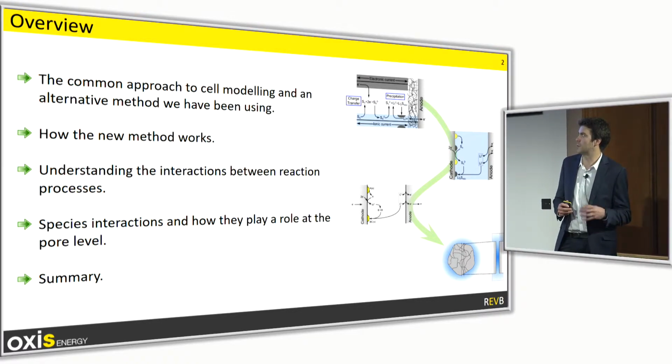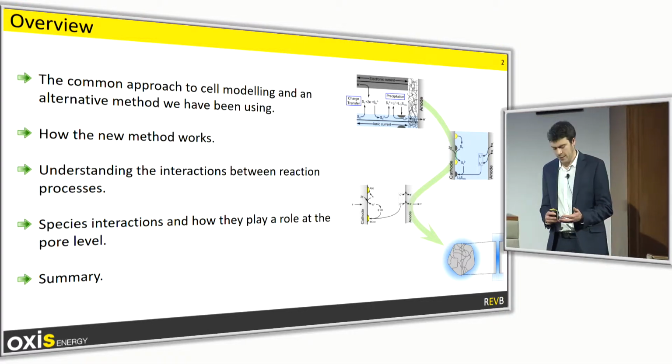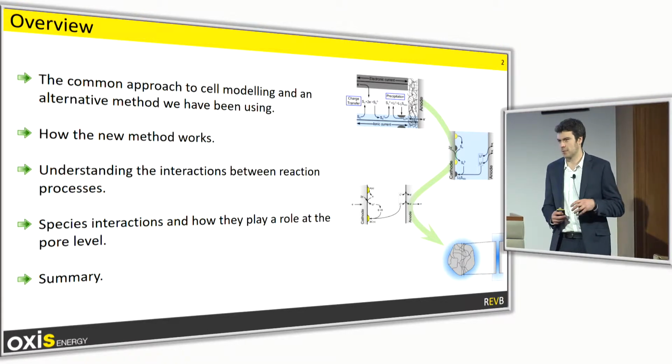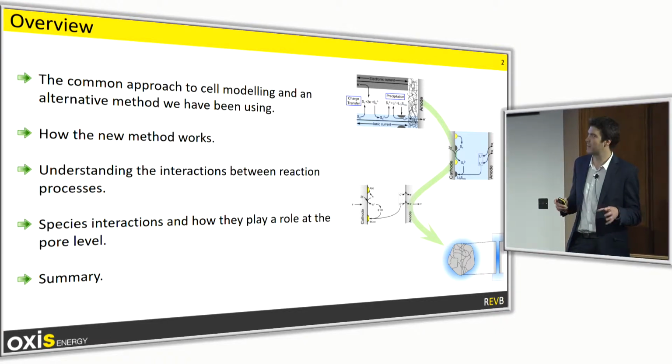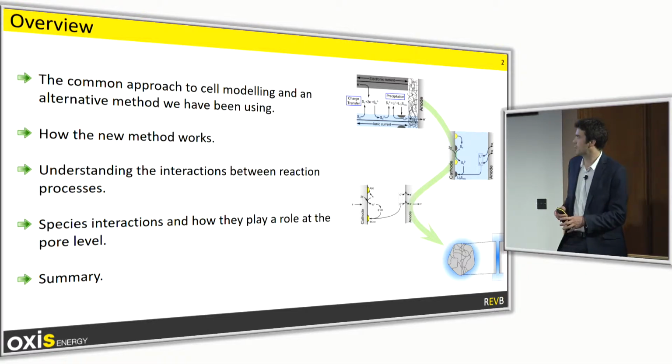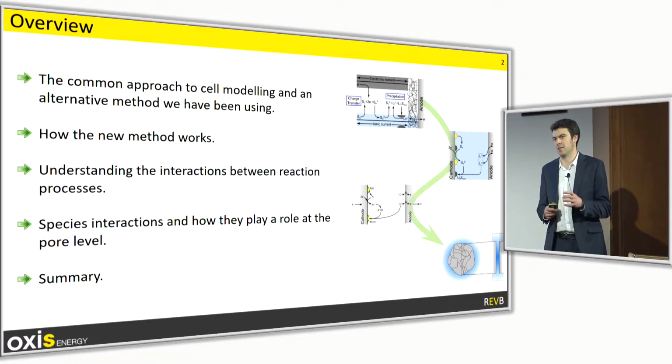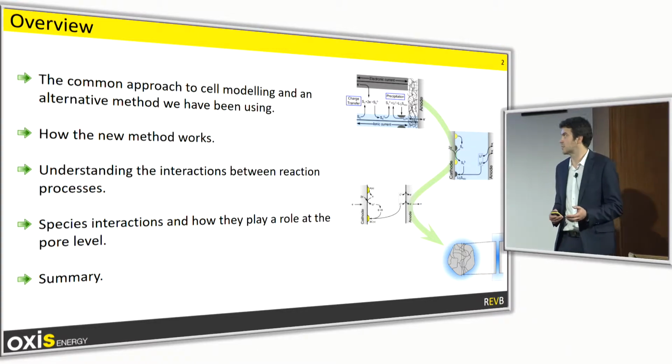Just to give you a quick overview of the talk, I'm going to quickly cover the general approach that's currently taken towards describing lithium-sulfur models and how the approach that we're using differs. I'm going to take a look at how this method actually works before looking at two different applications of the model. The first is looking at reaction mechanisms, or rather how reaction processes can interact. And the second, at a microscopic scale, is what might be happening in terms of species interactions and how that's affecting the system behavior.